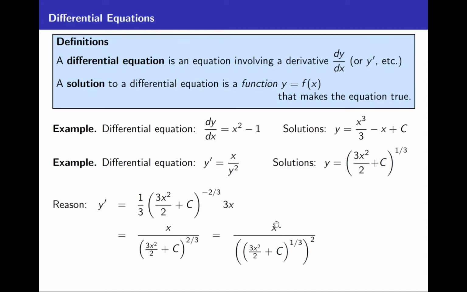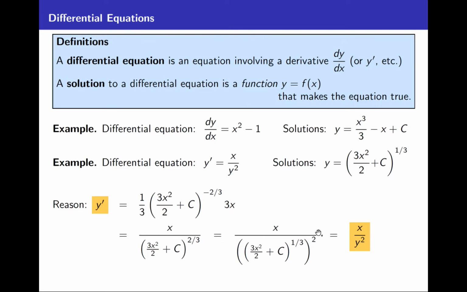And look at what we have. We have y prime equals this fraction. There's an x on the top, and on the bottom, there's something squared. And what is squared? The (3x squared over 2 plus c) to the 1/3? That's y. So for this y, this expression equals x over y squared. We've just confirmed that y prime equals x over y squared for this function, or any function of this form, and that makes such a function a solution of this differential equation. It makes this equation true: y prime equals x over y squared.